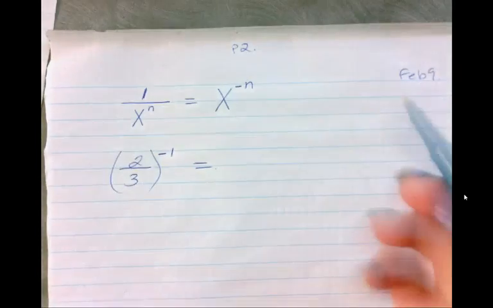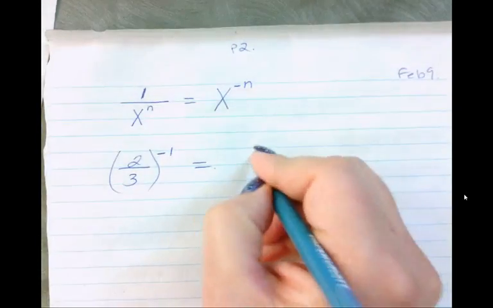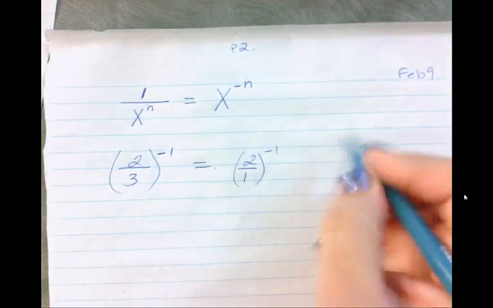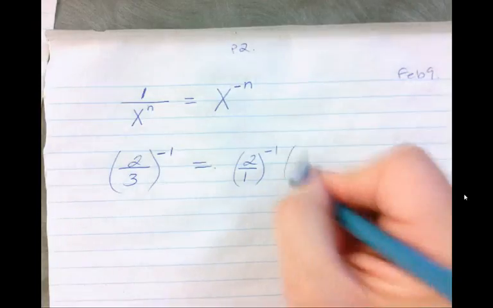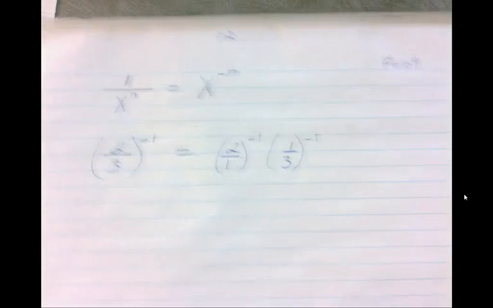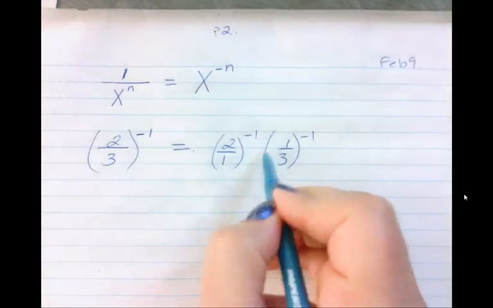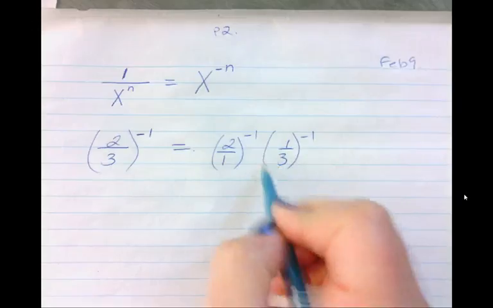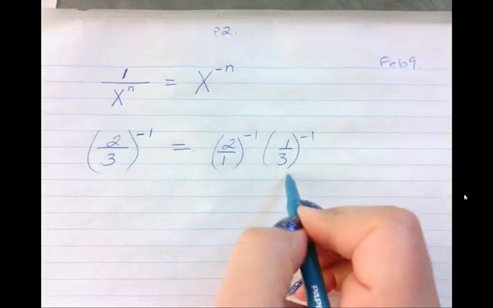Okay, so let's separate it and let's look at it then. I've got 2 over 1 to the power of negative 1. And then I've got 1 over 3 to the power of negative 1. So what's going to happen? Which one would be easier, this one? Do you think you know the answer to this part first? Yeah? What do you think this one's going to be?